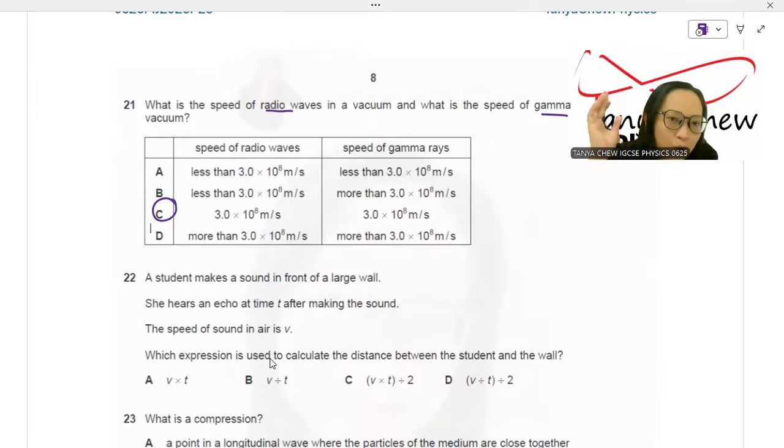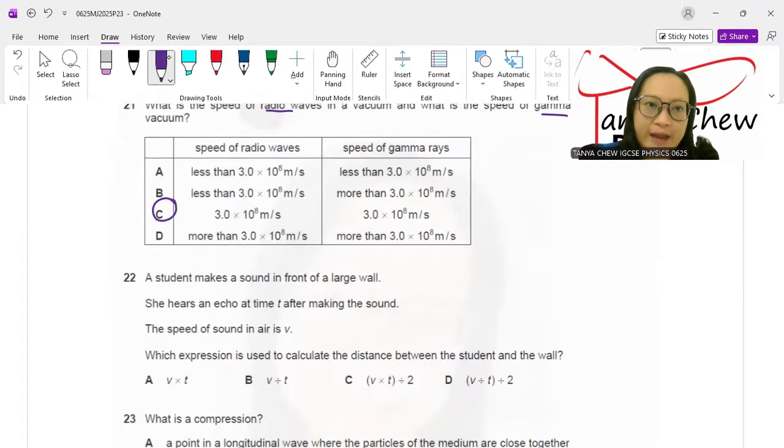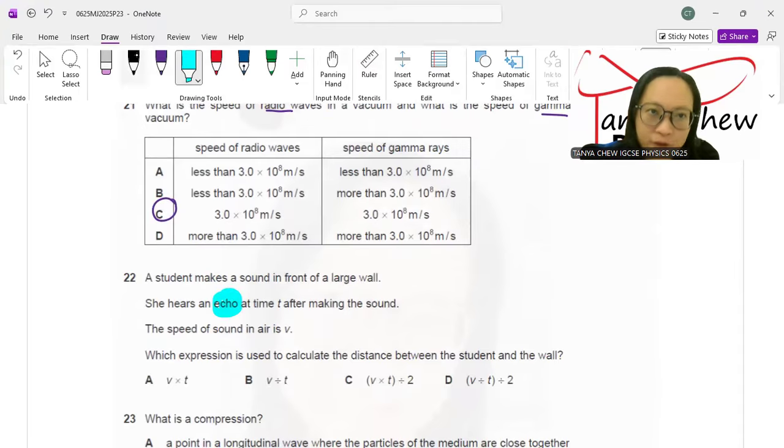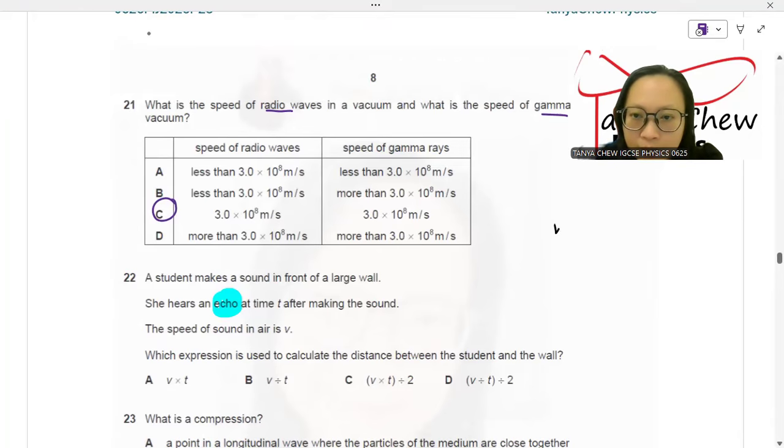Number 22, a student makes a sound in front of a large wall. She hears an echo. Echo means reflection of the sound wave. At time t after making the sound, the speed of sound in air is v. Which expression is used to calculate the distance between the student and the wall? You see the word echo, or reflection of the sound wave. You have to modify your equation to v is equal to 2 times the distance over t.